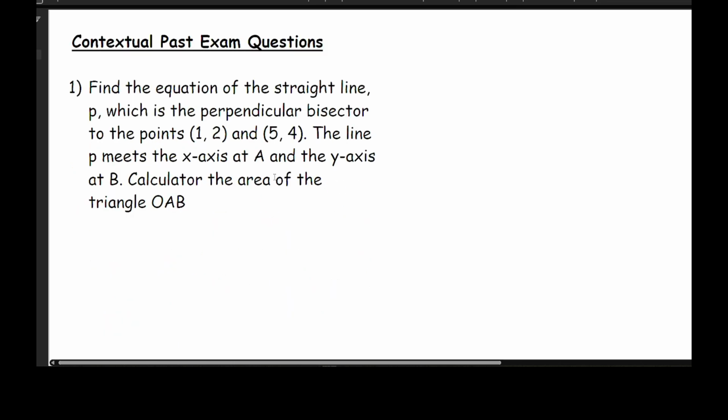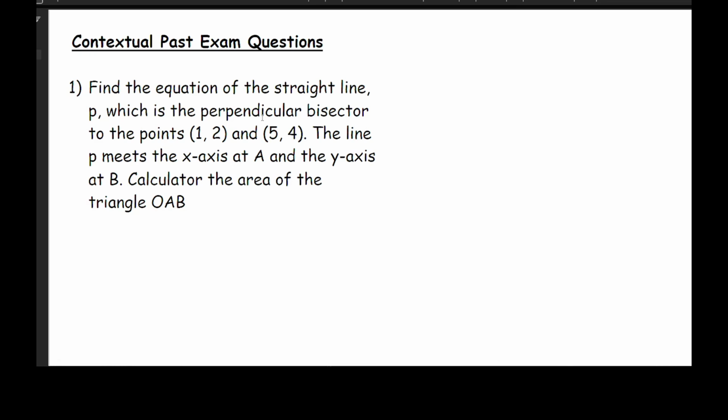So now let's have a look at a contextual past exam question. In this particular question it says find the equation of a straight line P, which is the perpendicular bisector to the points 1, 2 and 5, 4. The line P meets the x-axis at A and the y-axis at B. Calculate the area of triangle OAB. Now this question may seem like it's only one question, but there's actually multiple things that we need to do before finding the answer. But we can't just simply race to the final answer. There are lots of subparts that we also need to find.